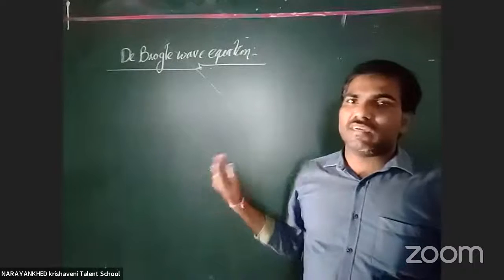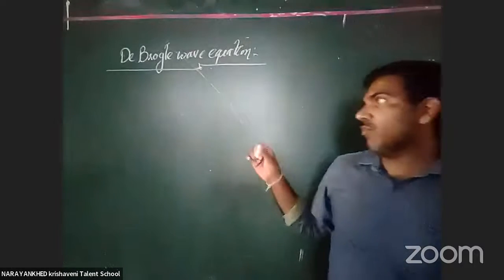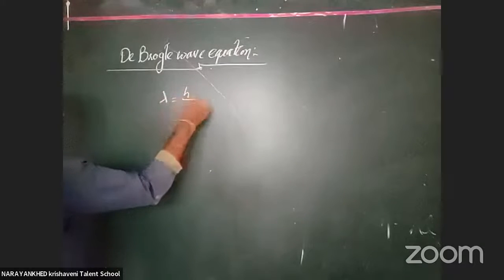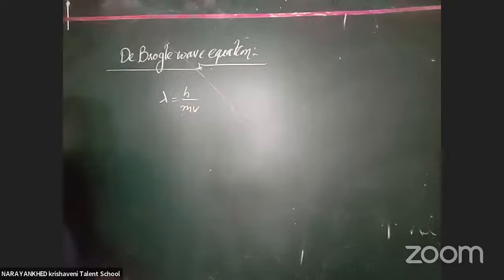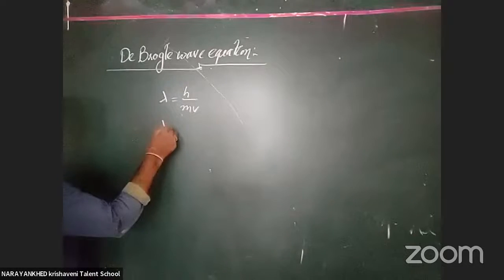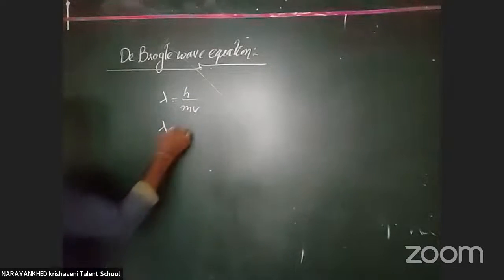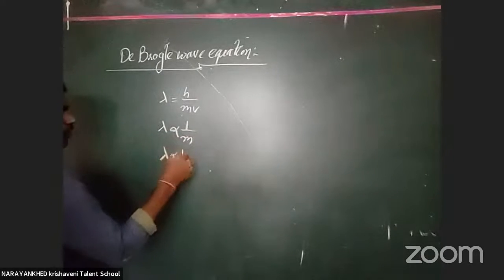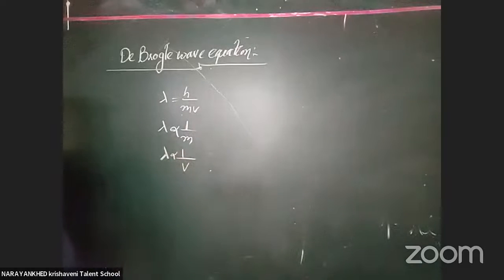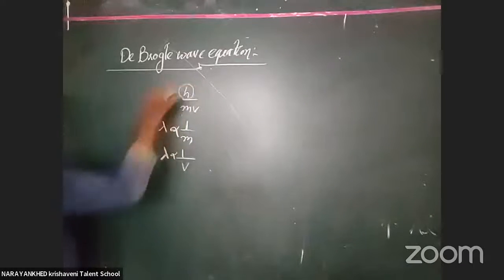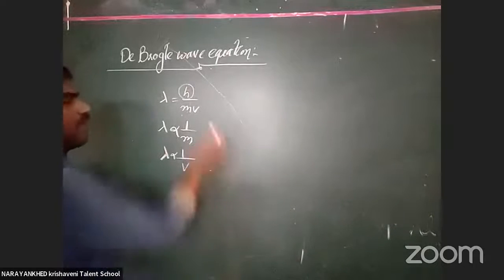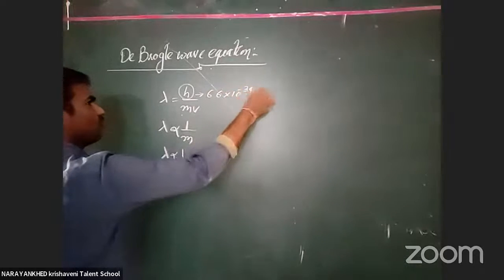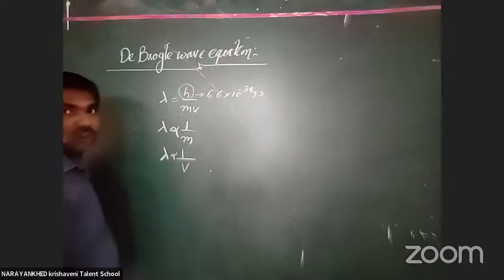Now they are associated with one another by one formula. The wavelength of matter, lambda, is equal to h by mv. Here it indicates that the wavelength of an atomic particle is inversely proportional to its mass and inversely proportional to its velocity, and h is called the Planck constant. The value of the Planck constant is taken as 6.6 into 10 to the power of minus 34 joule second.